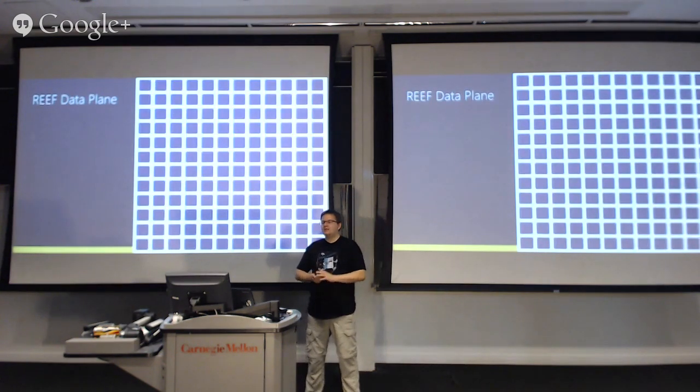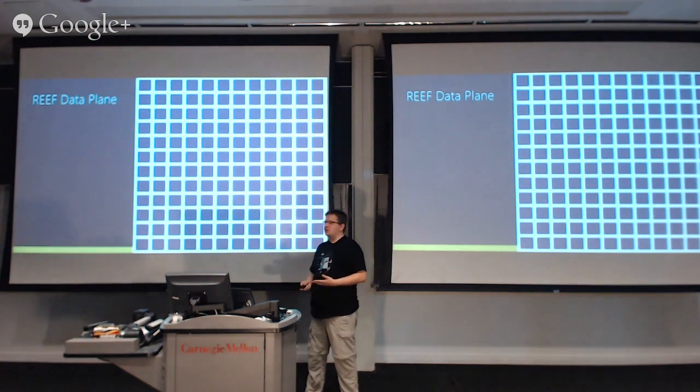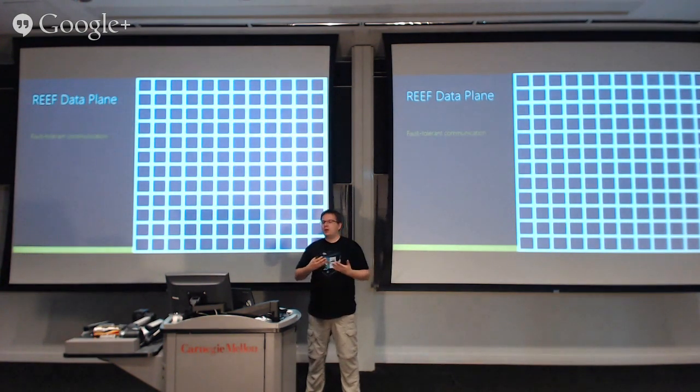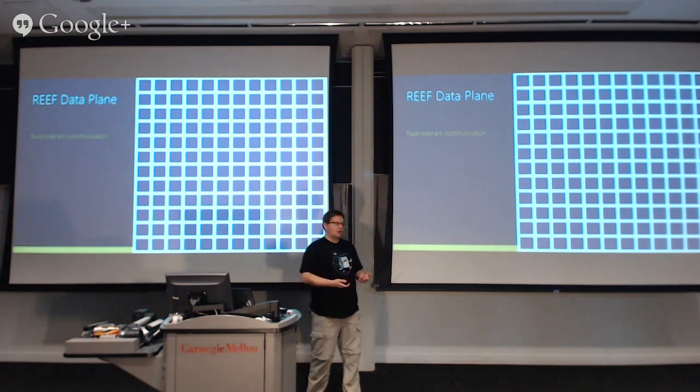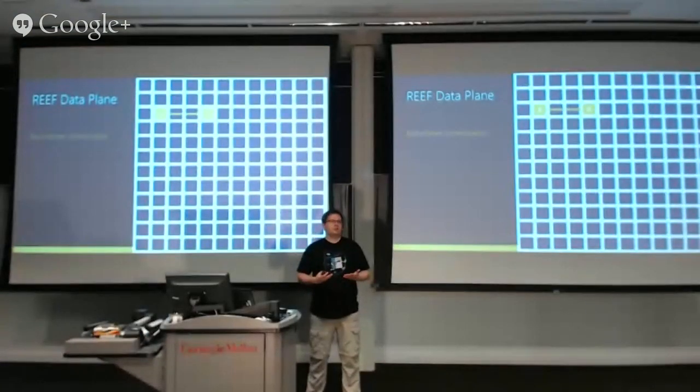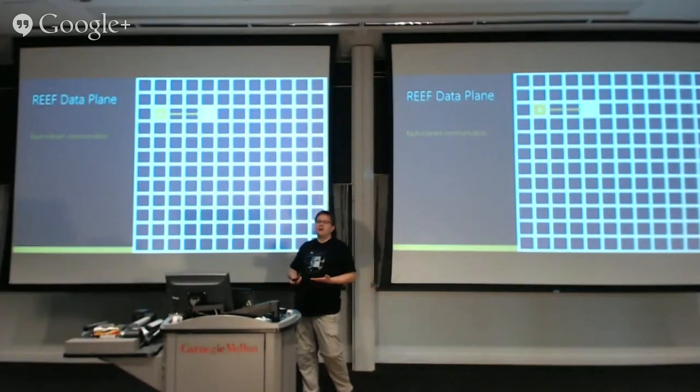Okay, this was all about control plane, and this is kind of utterly boring because at the end of the day, we want to do something with data, right? We have some data, we want to do some computation on it. So in Reef, we are working on a couple of data primitives. One of them is fault-tolerant communication. If you have two tasks talking to each other, and you must assume that one of them might disappear at some point, then you have some ways of dealing with this.